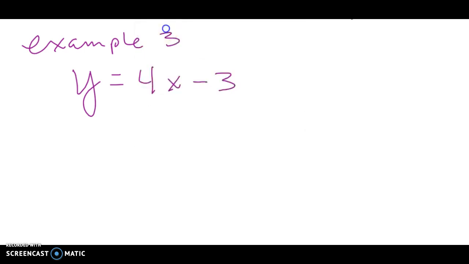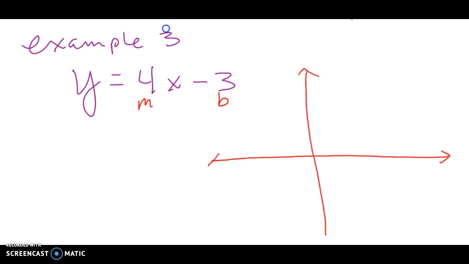So I'm going to do this. I'm going to take my m value and label it, and I'm going to take my b value and label it, remembering always in the same order, plotting our b value first. In mx plus b, our b value is negative 3. You need to pay close attention to that when you're reading these equations, which says to me our point on the coordinate plane is 0, negative 3. So we're going to go ahead and plot that, 0, negative 3.